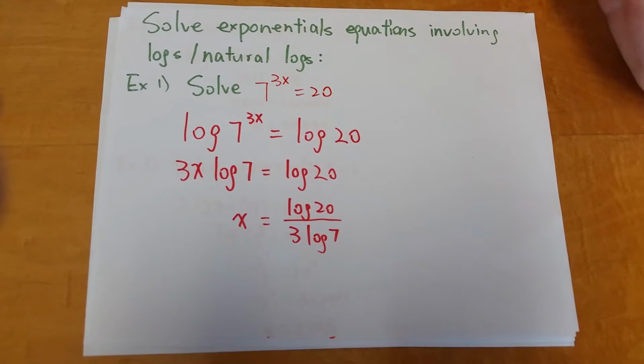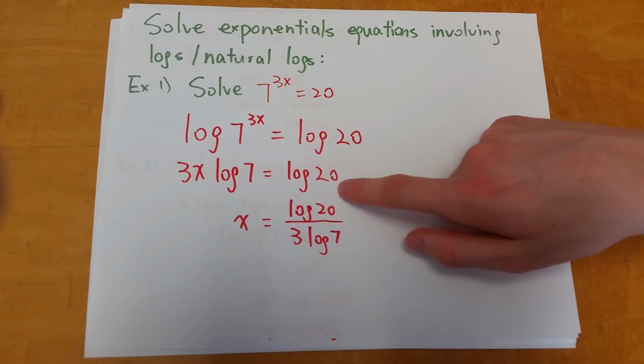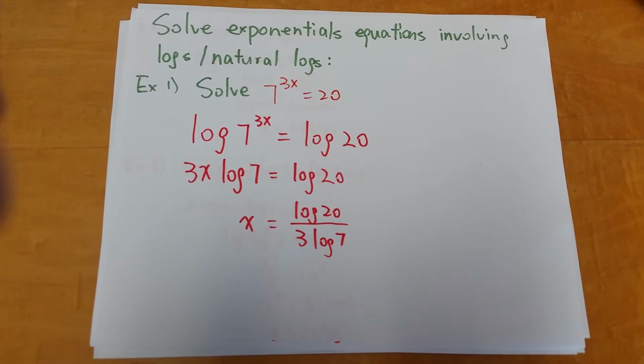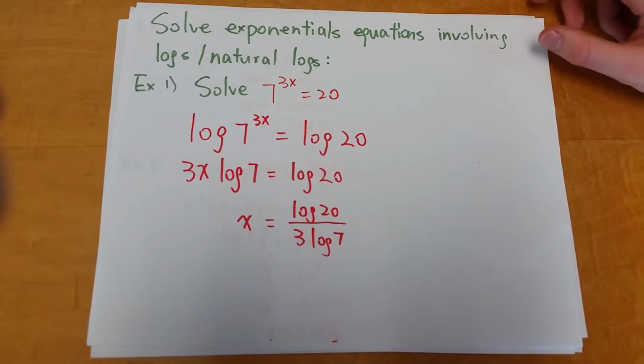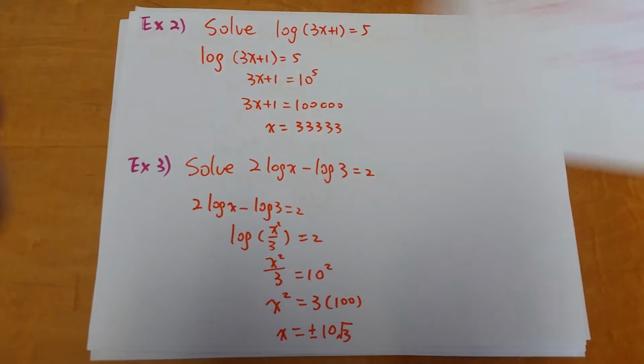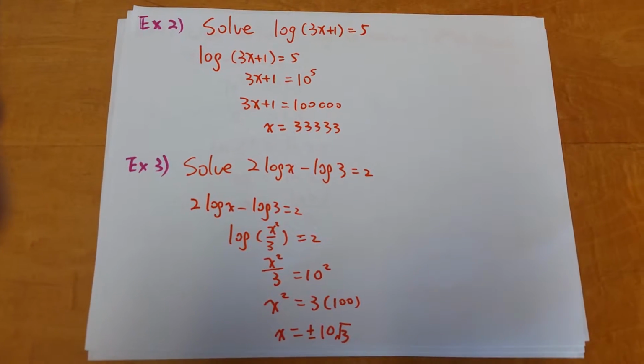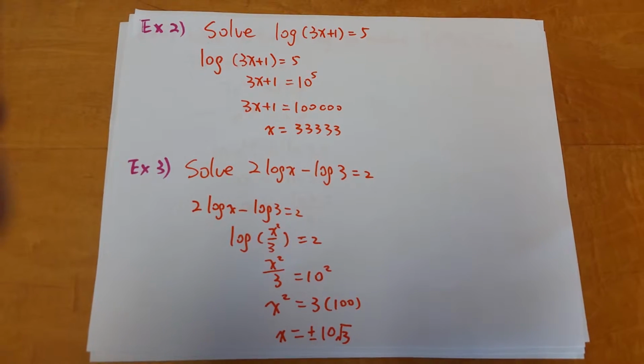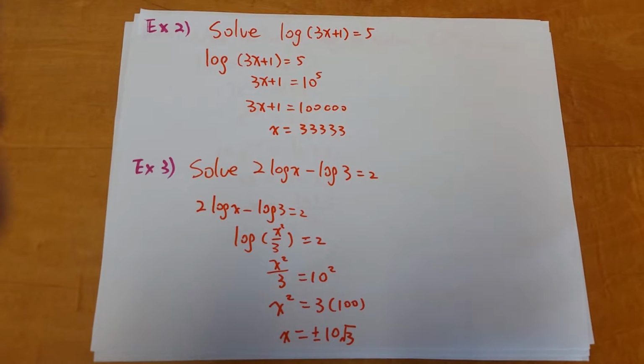We then just solve for x by dividing both sides by 3 times the log of 7. Now, of course, if we really wanted to, we could find out what exact number this is, but it's going to be a very horrible number with lots of decimal points, so it's probably just easier to leave it in this format. Now, let's try and solve the log of 3x plus 1 equals 5.